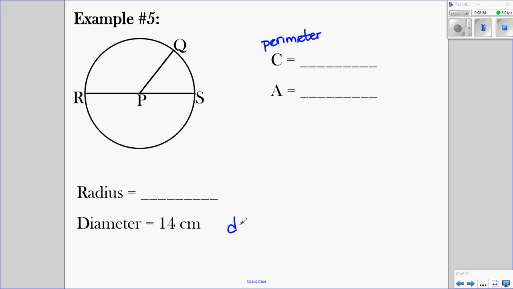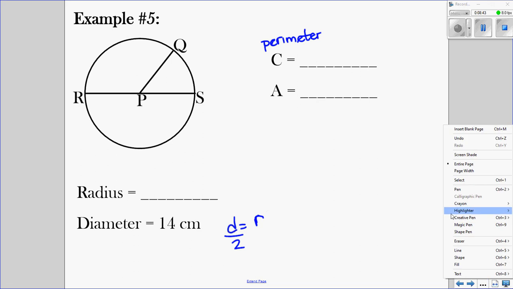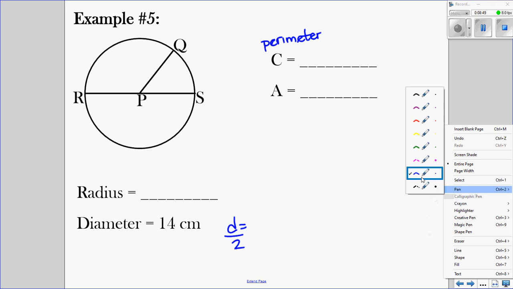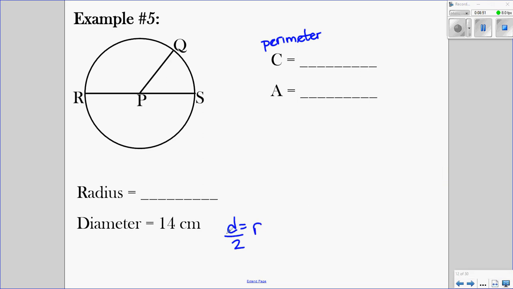So I would put D equals 2R, so D over 2 equals R. Let me make that better. I didn't like that. Alright, so that means you just basically divided by 2. The radius will be 7 centimeters. So now you can find the circumference.